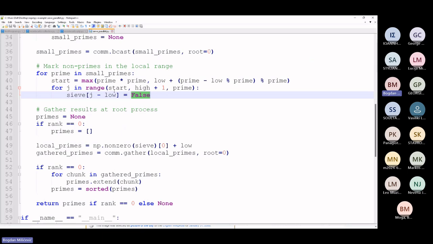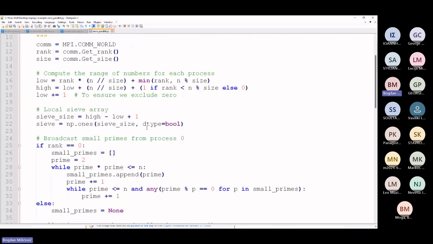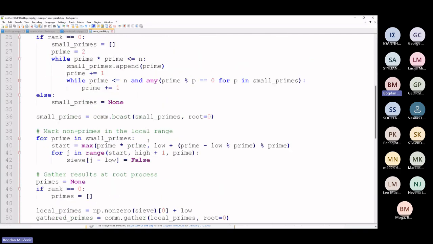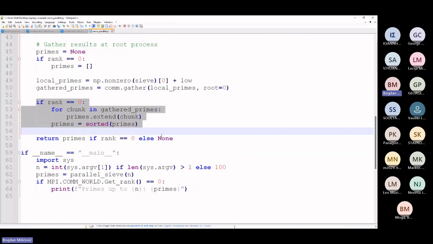What we don't have here is everyone has their portion, right? We should gather this and make a single full portion to, let's say, print it on screen. So this is performed using the gather function. Everybody has their local primes. We gather all of this data and then we sort it and print it on screen. So if you want, you can look into the details, but they are quite mathematical and can be a little bit complicated. Just remember these things that I have mentioned to you.